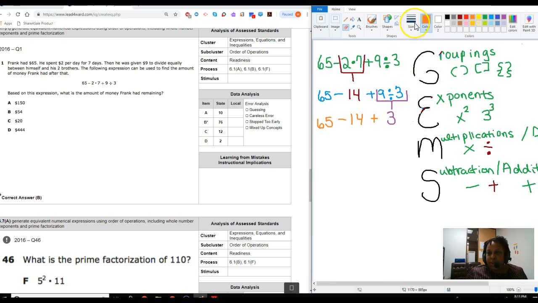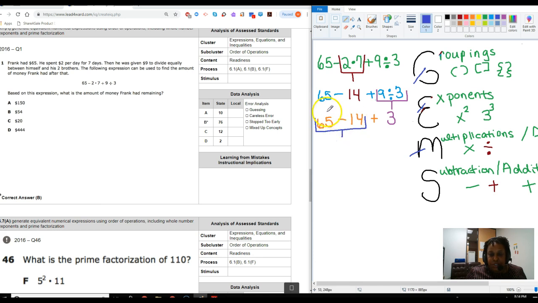Okay, so I'm going to go back up here. Do I have any groupings? No. Exponents? No. Do I have multiplication or division? No. Do I have subtraction or addition? Yes. I have a subtraction here and I have addition here. The subtraction is more to the left this time, so I can go ahead and do that one next. I'm going to go over here. I'm going to do 65 minus 14.